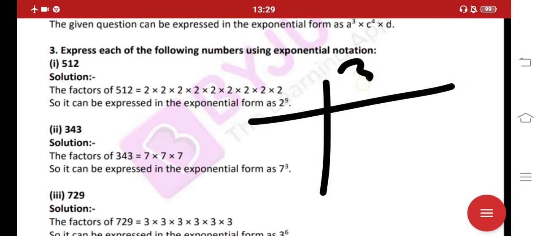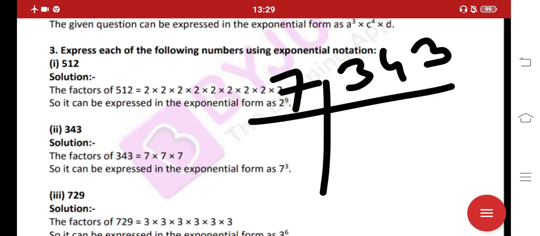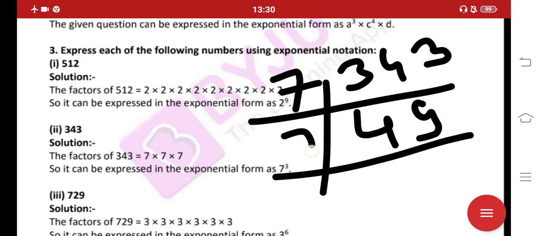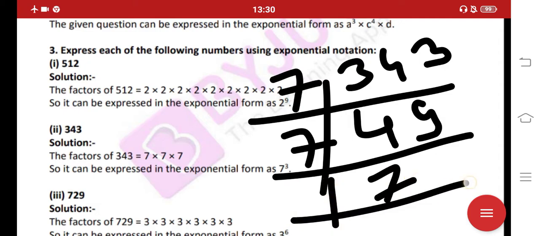Likewise see 343, it is divisible by 7. Okay. Now what we have to do, see, 7 1s are 7, 7 2s are 14, 7 3s are 21, 7 4s are 28 and 7 5s are 35. So here we will take 7 4s are 28. Now when we take out 28, what is remaining left? Here it is remaining 6. So say 7 9s are 63. Now 7 7s are 49 and here last one is 7 1s are 7. So here how many times 7? 3 times 7. So here it is written 3 times 7.